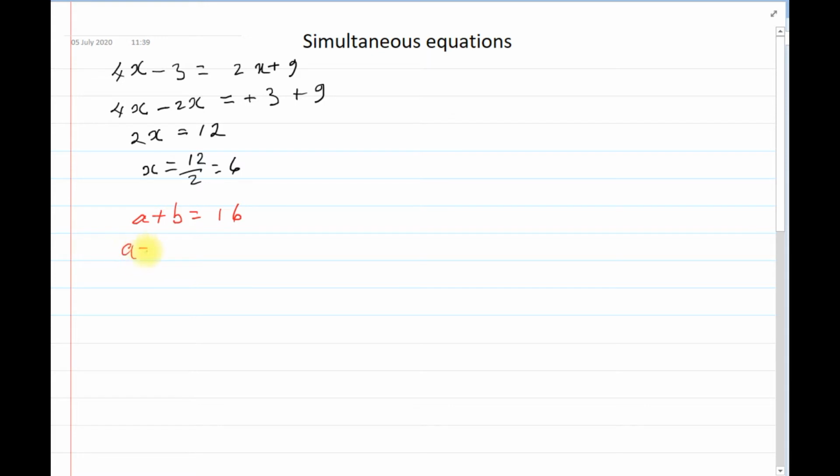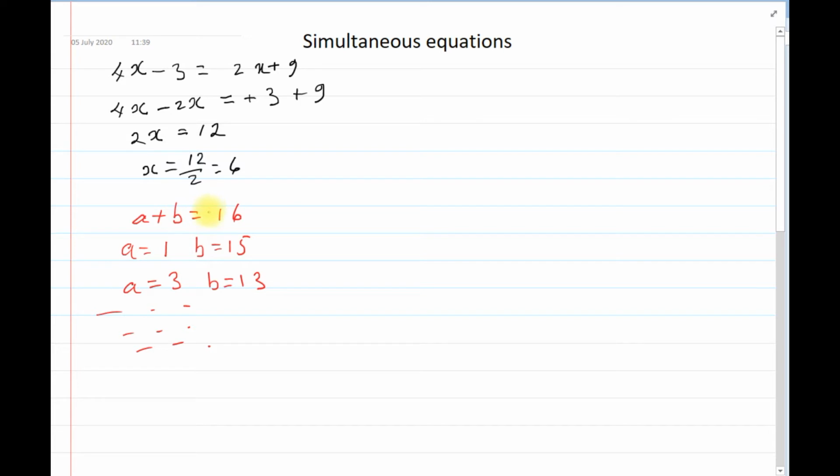If I put a equals 1 and b equals 15, which gives me a plus b is equal to 16. I can put a equals 3, b equals 13, which again will give me a plus b is 16. So I can have many pairs of a and b which satisfy this equation. So this equation has got two unknowns, but we have only one equation. This is where we need simultaneous equations.